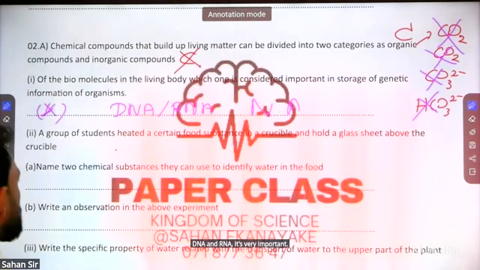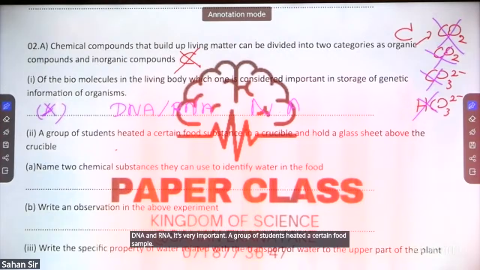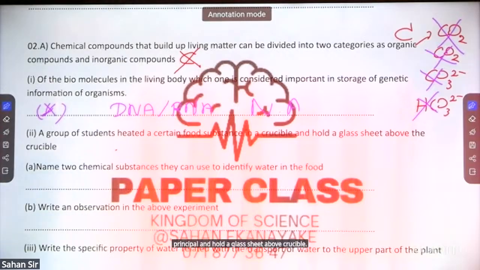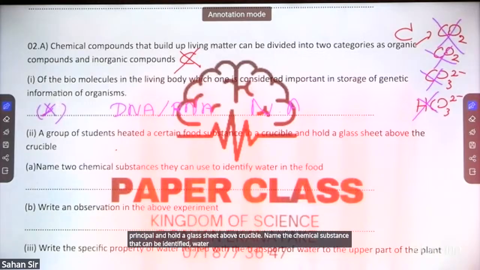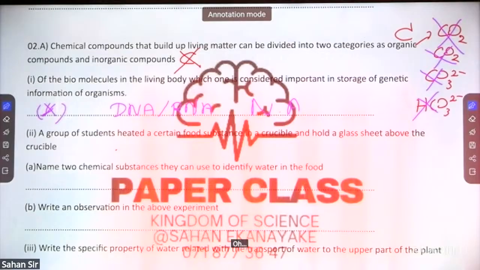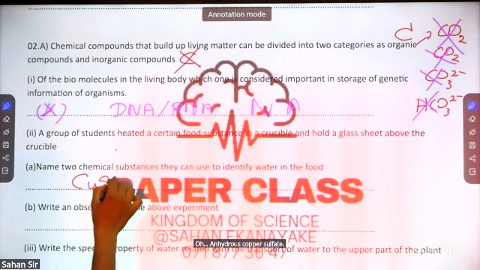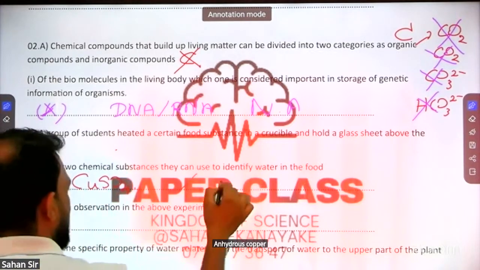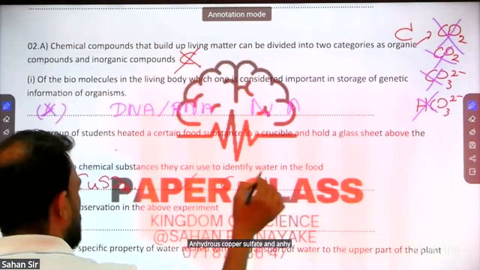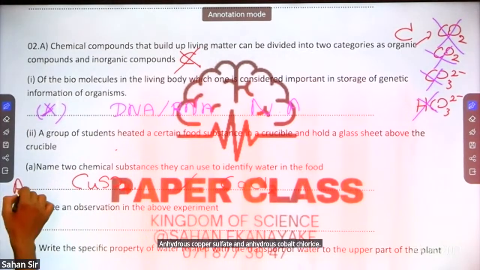A group of students heated a certain food sample in a crucible and held a glass sheet above the crucible. Name the chemical substance that can be used to identify water in a food. Anhydrous copper sulfate, and anhydrous cobalt chloride.